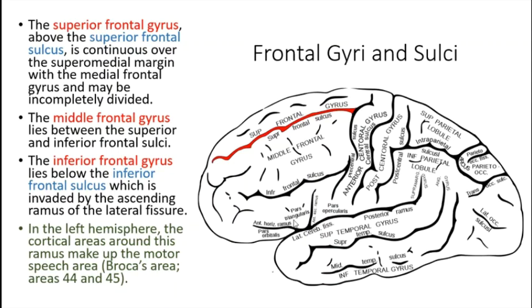Now, why are these particular fissures taught so specifically, when the others also had so many branches? It is because in the left hemisphere, the cortical areas around these rami in the inferior frontal gyrus make up the motor speech area. It is called Broca's area, and in your lecture about the functional areas, this area will be taught in great detail. So first of all, it is only on one side, and second, it is located in this area.